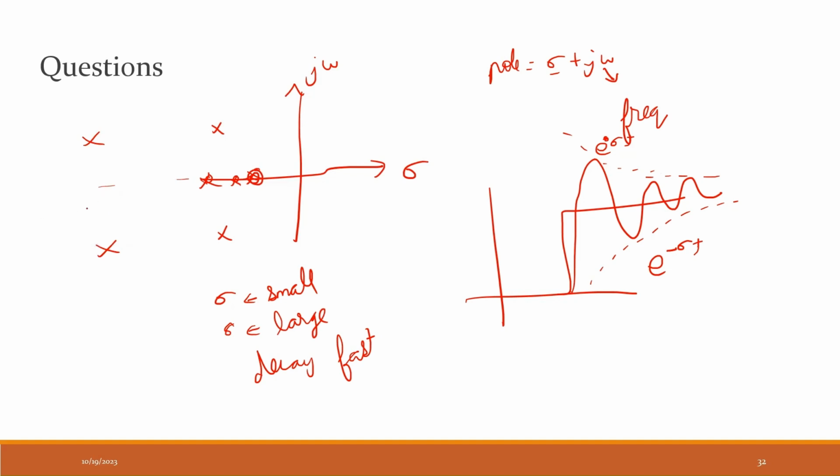Your pole should be further left. If it is brought closer over here, that means it's coming closer to the right half plane. As it comes closer to the right half plane, it is going towards the unstable region. So if you want it to be stable, you must move the poles further left.